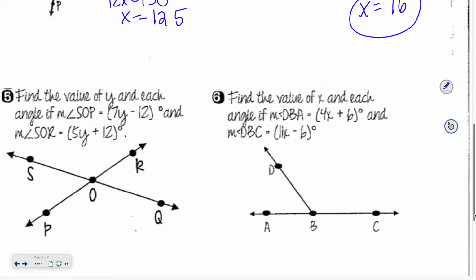Ladies, I want you doing number 5. Gentlemen, I want you to do number 6.